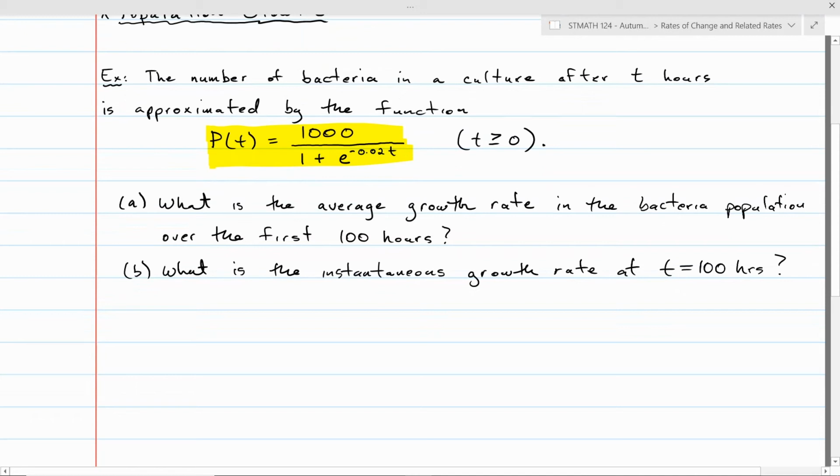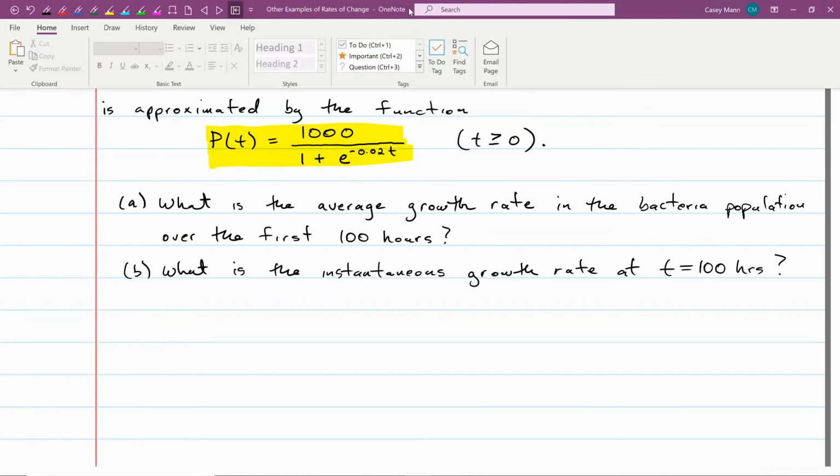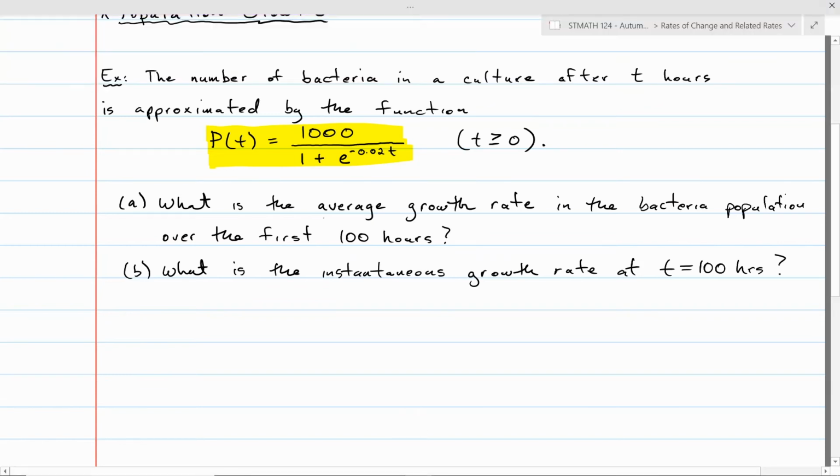And there it is. I could ask a few questions related to average rates of change and instantaneous rates of change. The first question is asking, what's the average growth rate in the bacteria population over the first 100 hours? What interval are we talking about? If it's the first 100 hours, that'd be the interval from 0 to 100, right? So we want the average rate of change in population over that interval. And in the second problem, we want the instantaneous growth rate at a particular moment in time.